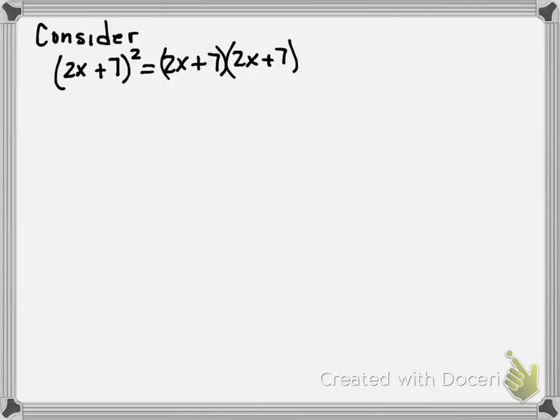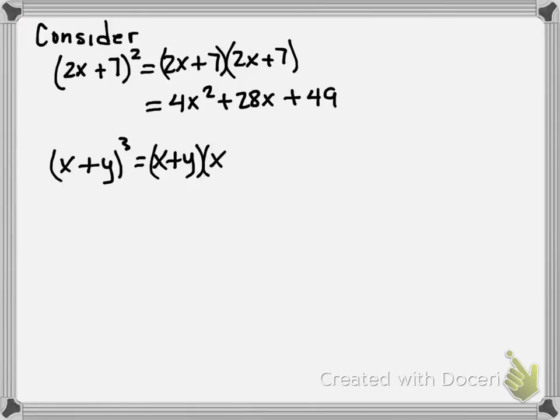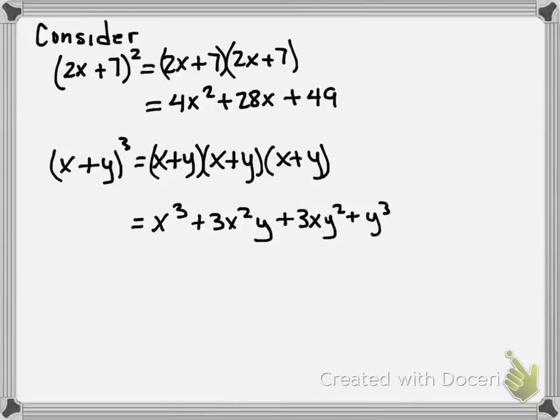Now, you would obtain 4x^2 + 28x + 49 after you do all that. Consider another one. Ladies and gentlemen, if we have (x + y)^3, we know it's the same expression times itself 3 times. At this point, you would apply the distributive property with the first two, and the answer you get, you apply the distributive property again, and you would obtain x^3 + 3x^2y + 3xy^2 + y^3.